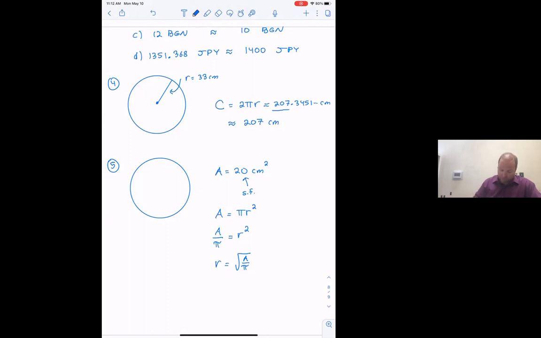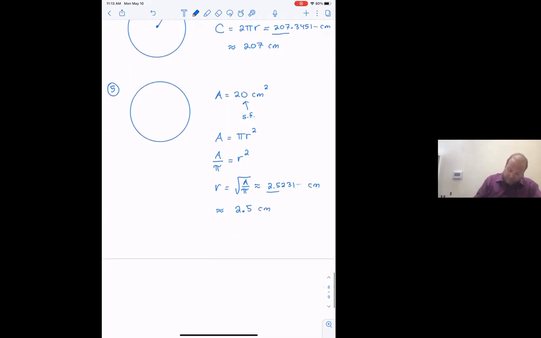So then I take the area, which is 20, divide by pi, take the square root, and my calculator gives me 2.5231 ... and radius is a length, so it's in units of centimeters. And it says calculate the radius of the circle correct to 2 significant figures, so that will be 2.5 centimeters.